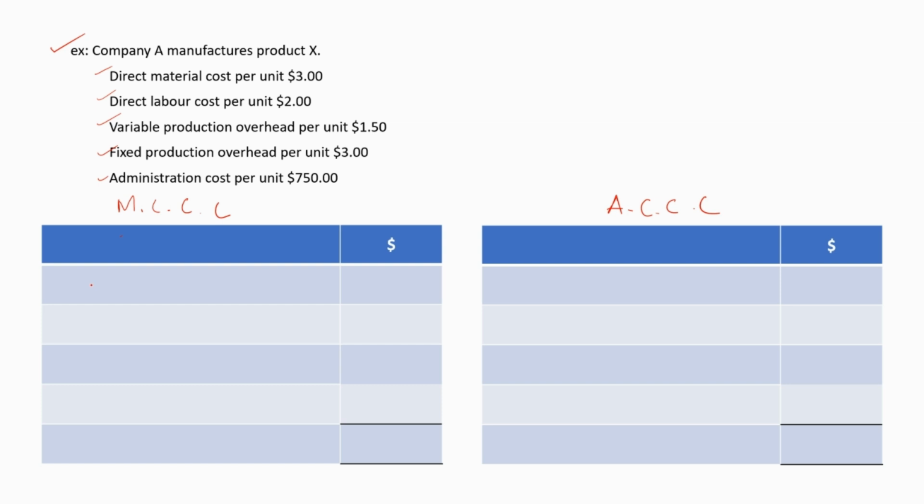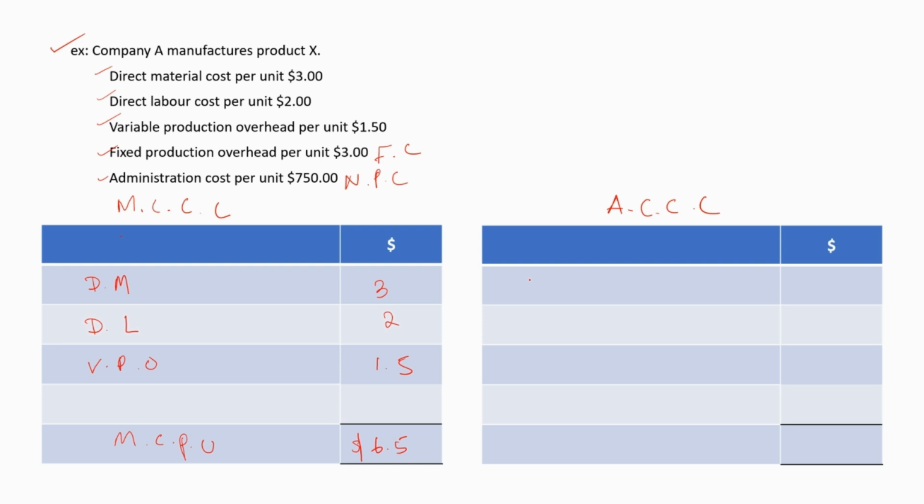As now we know, under marginal costing, we only consider the variable production costs: direct material cost per unit, direct labor cost per unit, and variable production overhead cost per unit. Fixed production overhead per unit and the administration cost per unit will not be considered under marginal costing because those are not variable production costs. Fixed production overhead is a fixed cost and administration cost per unit is a non-production cost. So now let's calculate the marginal cost per unit. This is equal to $6.5. So the marginal cost per unit is equal to $6.5.